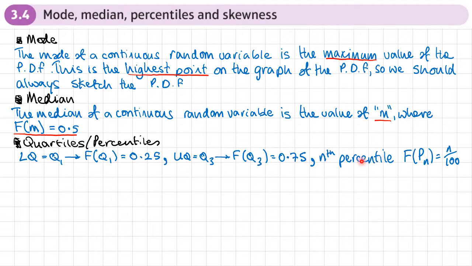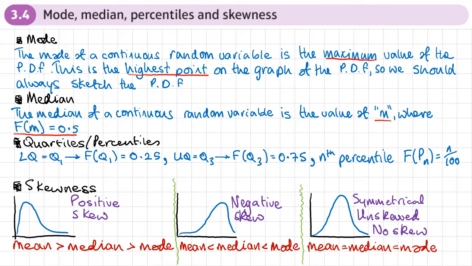And for the nth percentile, it's where the value of the cumulative distribution function is equal to n over 100. And this represents the nth percentile here. And again, we'll need to work out what this value is to find the value of the nth percentile. And lastly, we'll look at skewness, and there are 3 types of skewness.